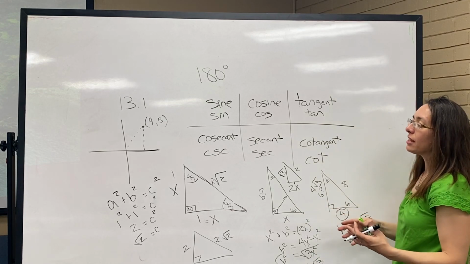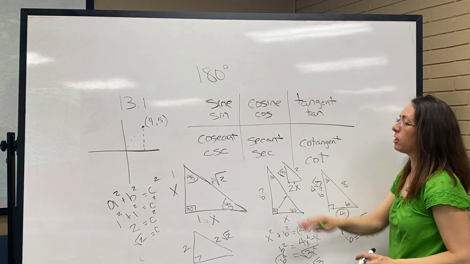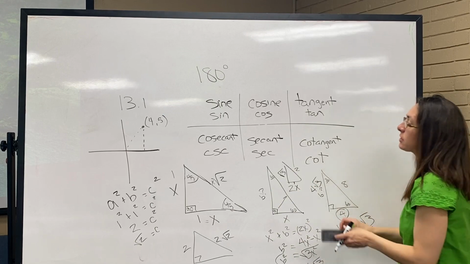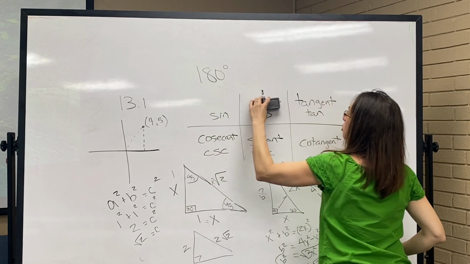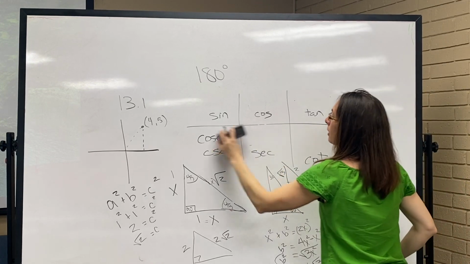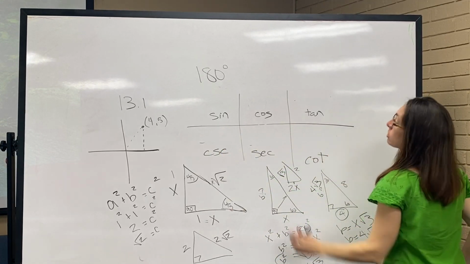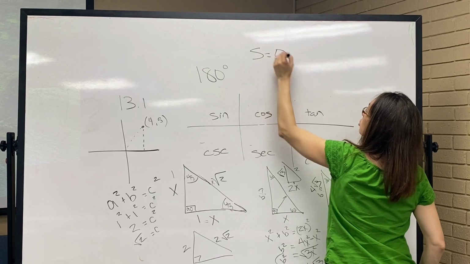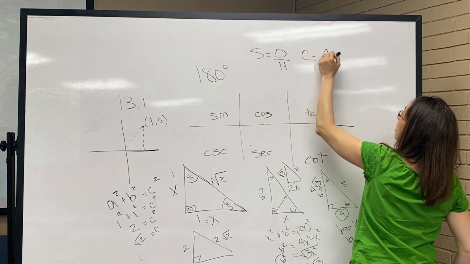So how do we then use these values that we know to fill in this information for sine, cosine, and tangent? Okay. So there is a mnemonic that we can use, and it's called SOHCAHTOA.